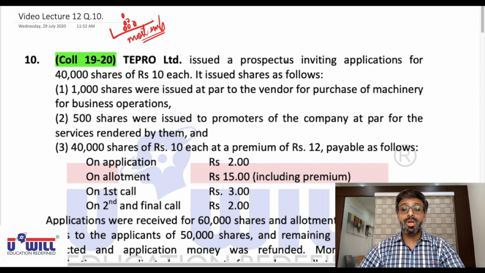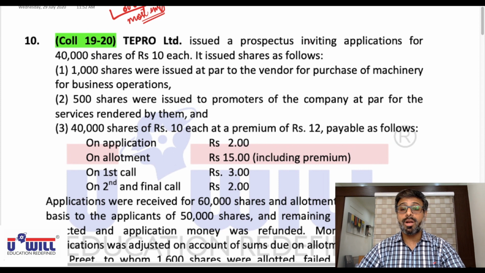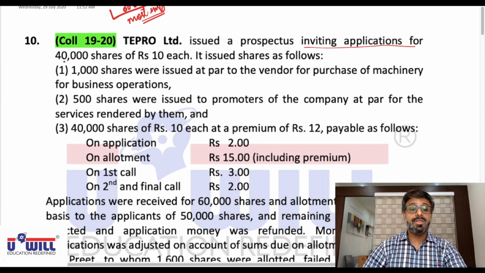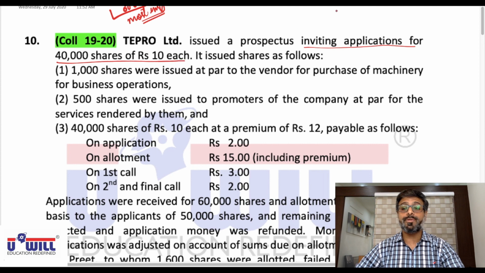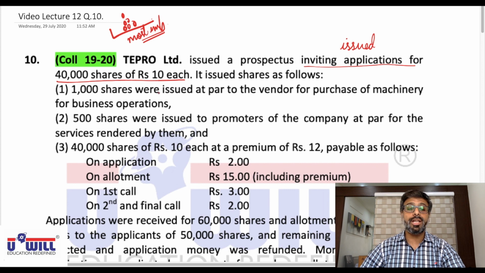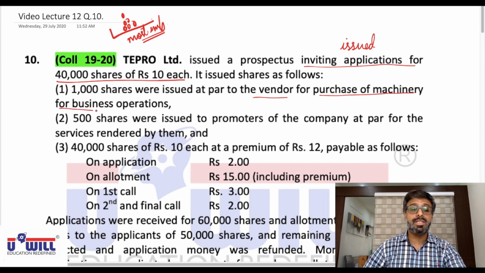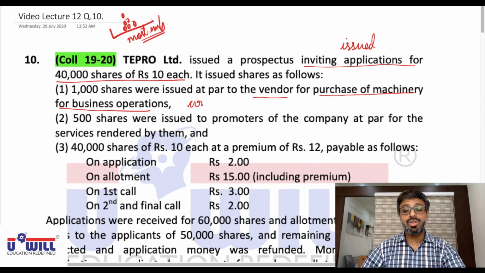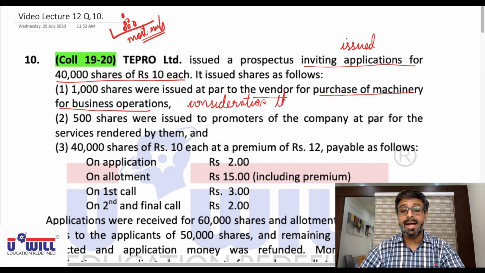Tepro Limited issued a prospectus inviting applications for 40,000 shares of rupees 10 each. Means the company has issued how many shares? 40,000 shares. Now it issued shares as follows. 1,000 shares were issued at par to the vendor for purchase of machinery for business operations. So this is an issue of shares for consideration other than cash. You all must be able to remember the point done in that.